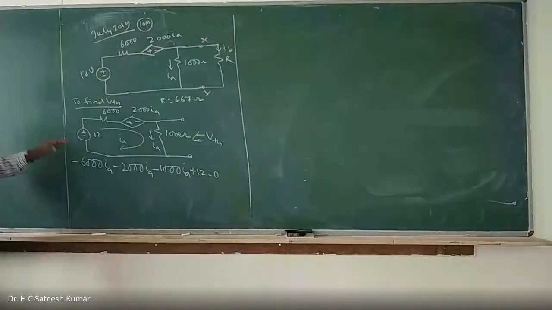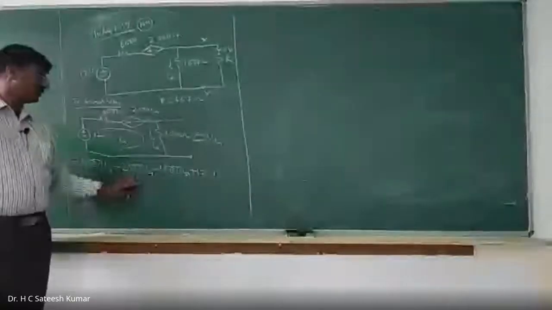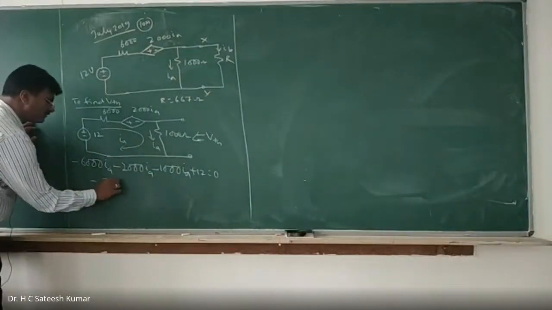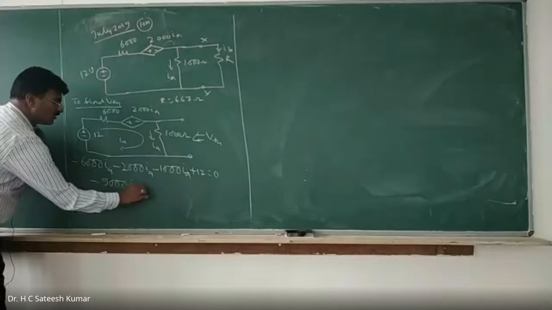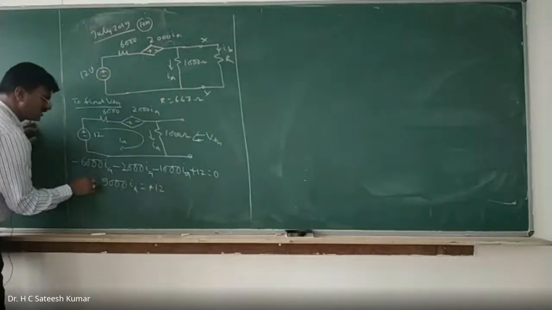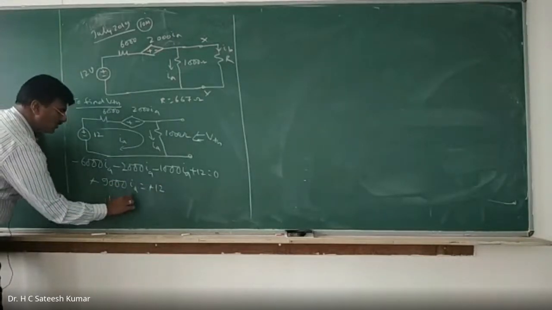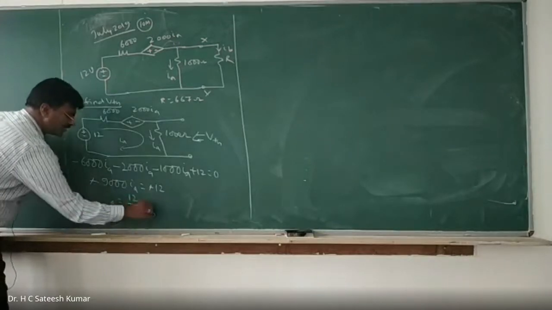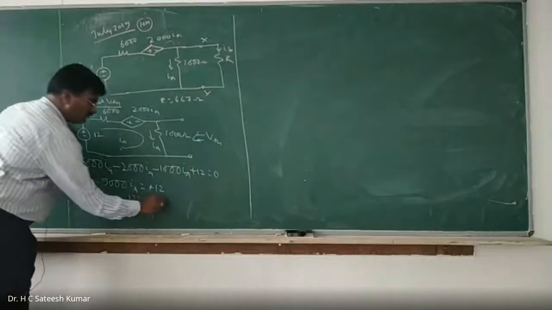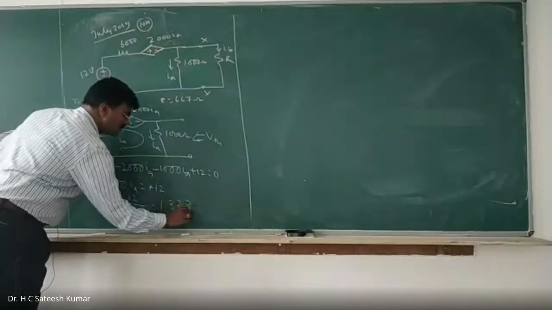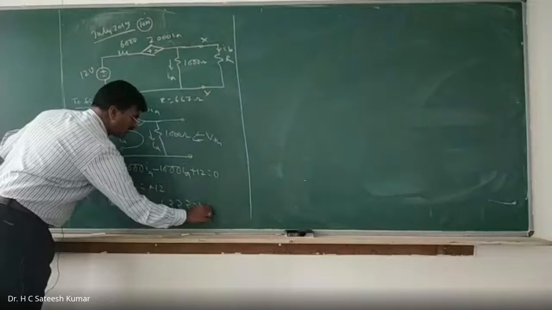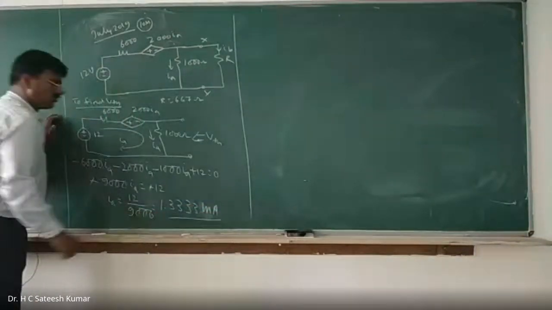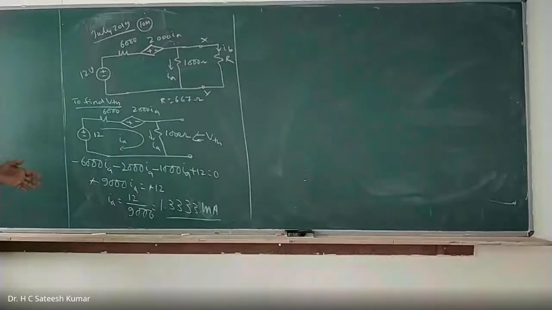How much is that? Minus 6000 minus 2000 is 8000, minus 1000, minus 9000 IA is equal to minus 12. Transfer to the right hand side, minus minus, IA is equal to 12 divided by 9000. How much is 12 by 9, you tell me. 1.333, into 10 to the power of minus 3. 1.333 milliamps. Okay, right. IA.